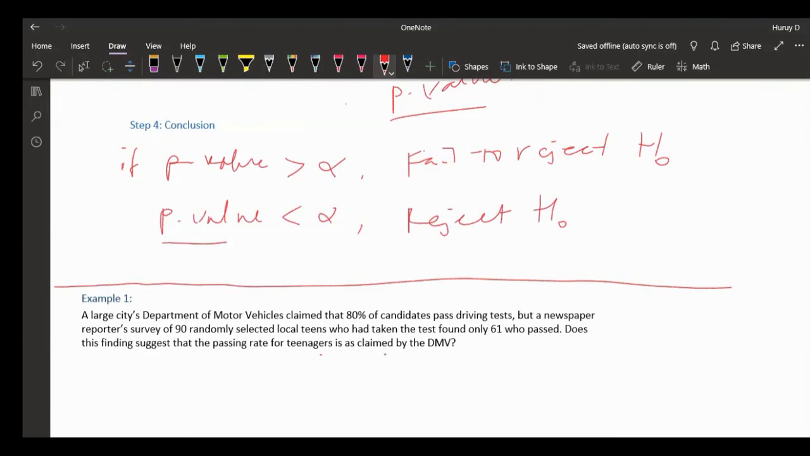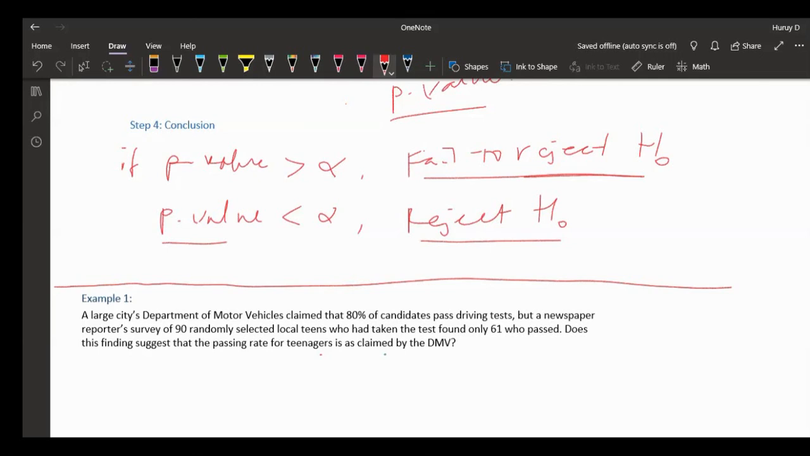If p value is less than alpha, if it is very small, then be careful here. It's not when it's big that we reject H naught. If it is very small, then we reject the null hypothesis. If it is bigger than alpha, then we fail to reject. Now here I didn't say accept H naught. I said fail to reject H naught. We cannot say we accept H naught. We fail to reject it because we don't have enough evidence.